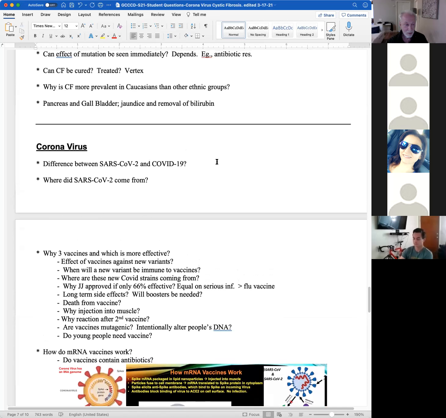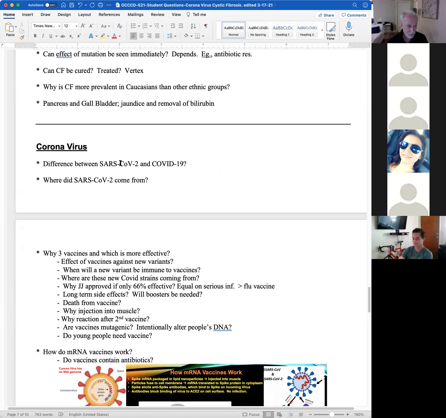There was probably more interest in coronavirus than any other topic in this section. And one question, it's a very simple question, but it's really important. What's the difference between SARS-CoV-2 and COVID-19?